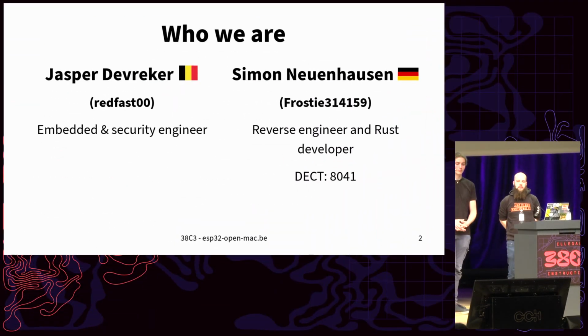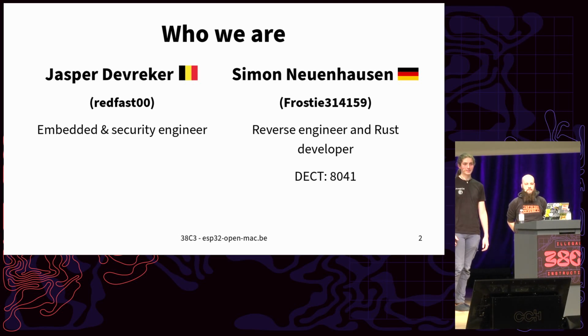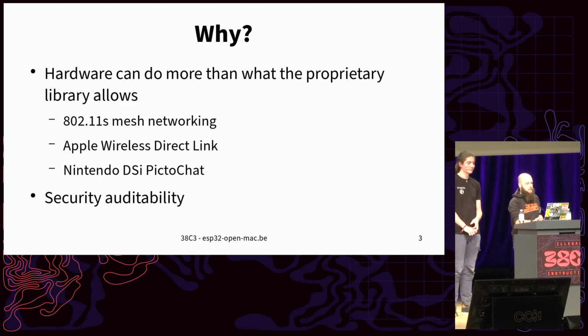Hi, so today we will be talking about liberating Wi-Fi on the ESP32. So this is who we are. I'm Jasper, I'm from Belgium, and I mainly do embedded and security. Yeah, and I'm Simon, I'm from Germany. My nickname is Frostie314159. And I do reverse engineering and like Rust development. I also work a lot with Wi-Fi, and if you have any questions, there's my direct number. You can also reach us at the site on the bottom of the slides.